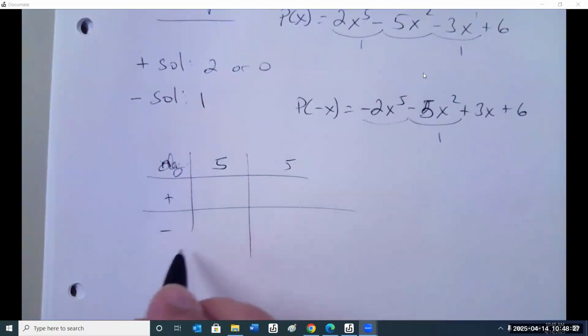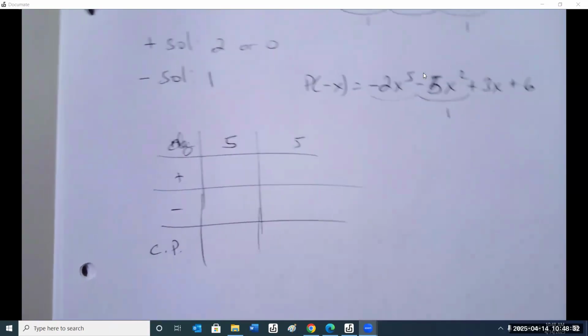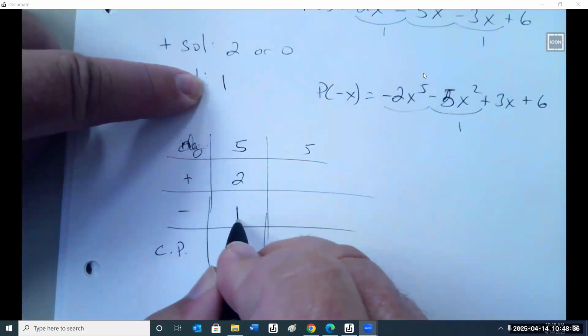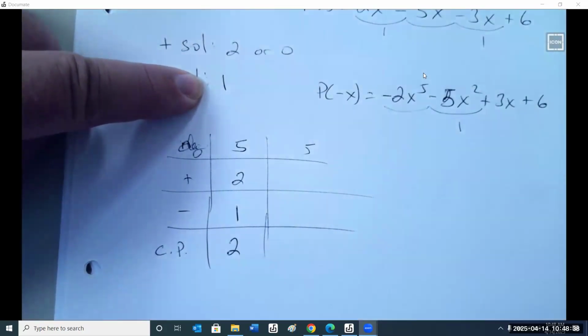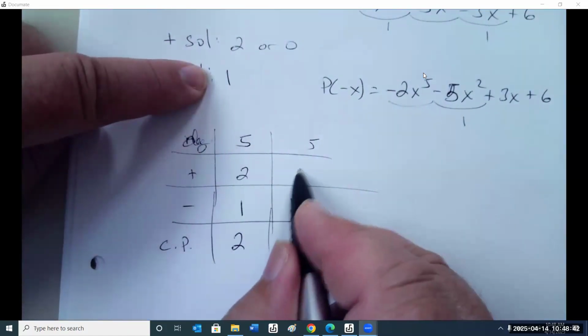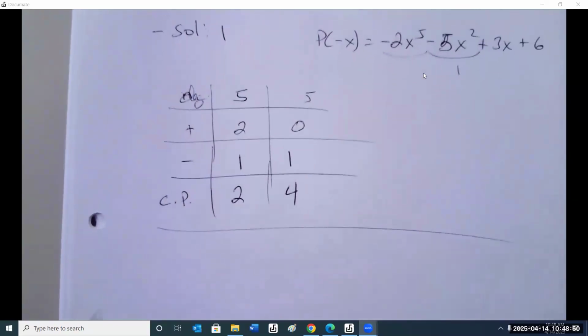We have positives, negatives, and conjugate pairs. So we can have 2 and 1. That means we have to have 2 of these. We have to have 1 negative, or we have 0 of those, so we have 4 of these. And that'll help us to see what we have to get to. It doesn't tell us what they are, it just tells us how many we have.